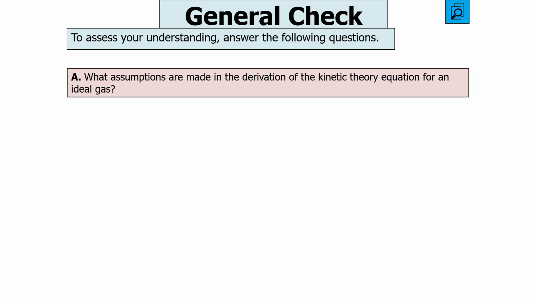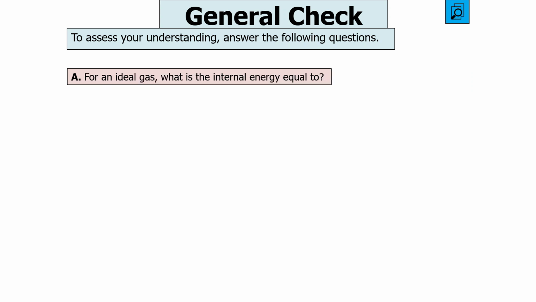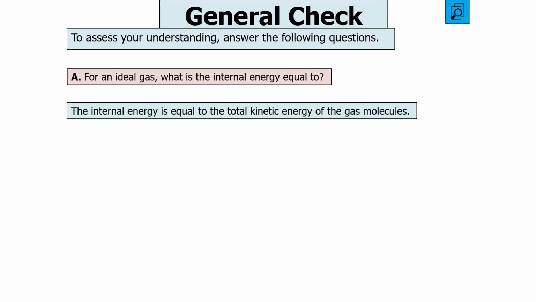What assumptions are made in the derivation of the kinetic theory equation for an ideal gas? Particles are in random motion. The collisions are perfectly elastic. The volume of the particles is negligible, and no intermolecular forces act except during collisions. For an ideal gas, what is the internal energy equal to? The internal energy is equal to the total kinetic energy of the gas molecules.